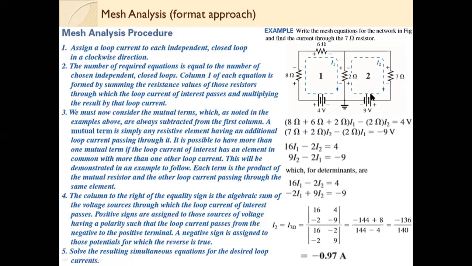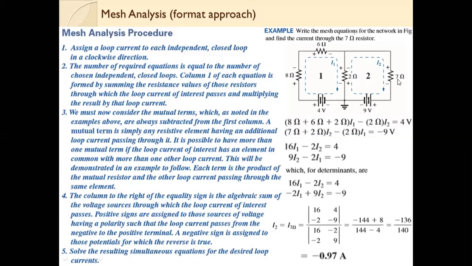Just see this arrow. The current arrow is directly passing through the 7 ohm resistance, and there is no mutual term in this, or this resistance is not shared with another loop. So it is very easy. The I2 would be flowing into the 7 ohm resistance. So whatever the value of I2 would be over there, it would be flowing in the 7 ohm resistance.